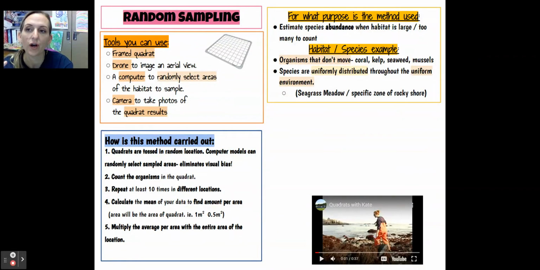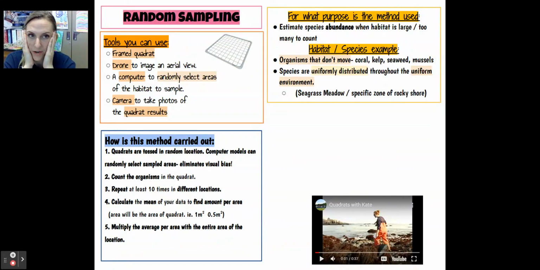So you could literally just upload an aerial view, like a drone photo, or just a photo of that habitat. And I did this in class. I did that with a rocky shore. And then on Google Slides, I just inserted a grid to section areas off, numbered each box. And then you could just go to randomnumbergenerator.com or the Google random number generator, and a random number could be selected for you. Those would be the areas that you would sample, and that eliminates bias.